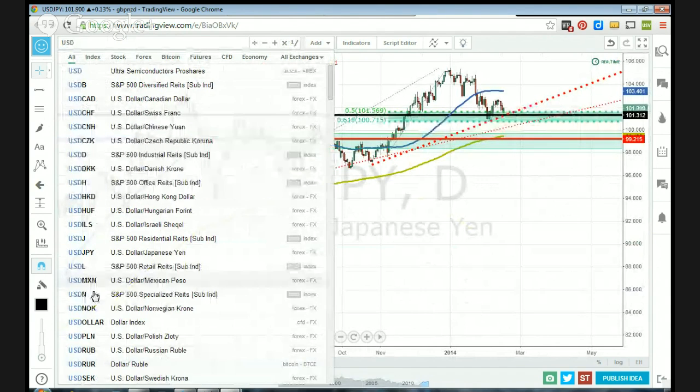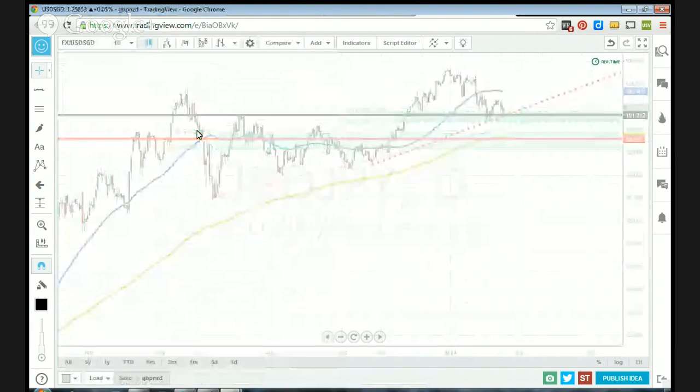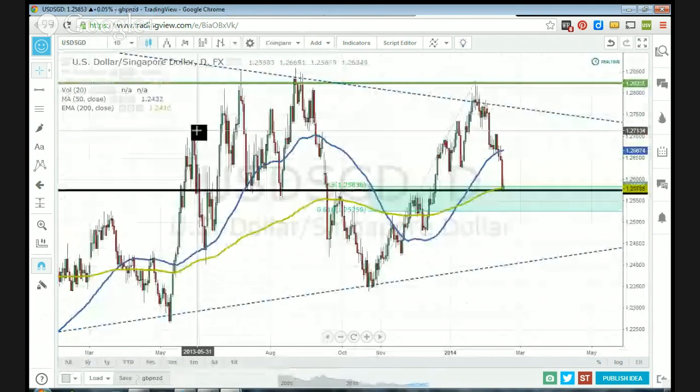Dollar Singapore. Trading can be very mentally exhausting, and one of the things I like about trading is that you always need to be on top. Oh, dollar Singapore, look at this. Okay. Well, this is definitely a key level.